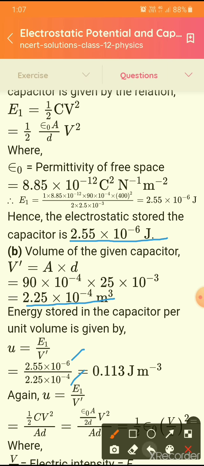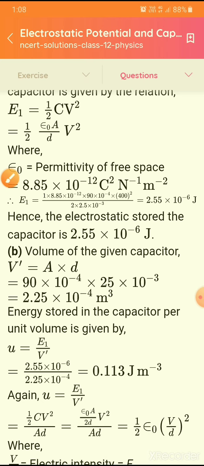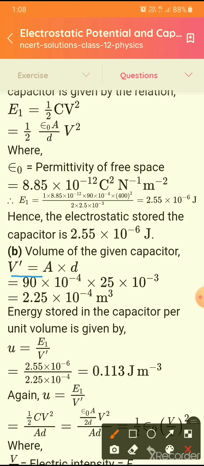So this can be written in another way. U is equal to E1 by V dash. The E1 formula is half CV squared, and V dash value is A into D. Here we have V dash is equal to A into D and E1 is equal to half CV squared. Substitute these two values here: half CV squared divided by AD.